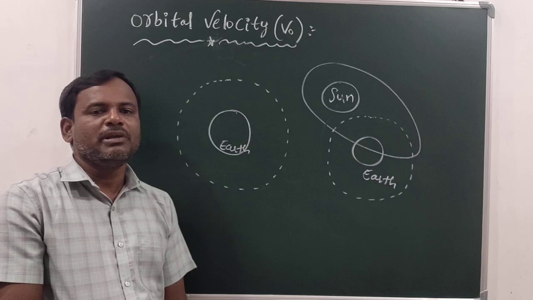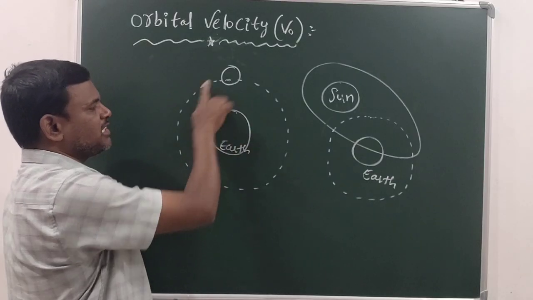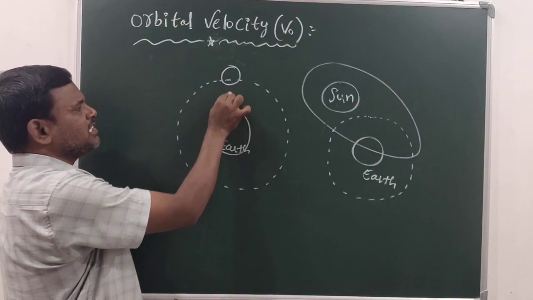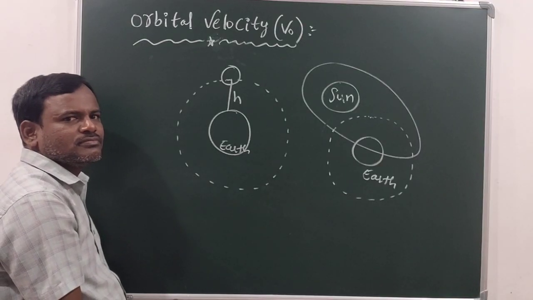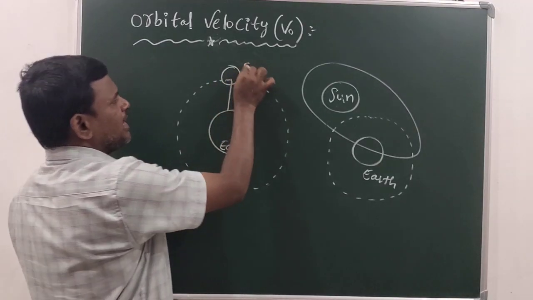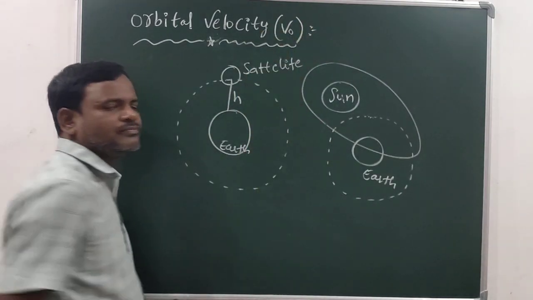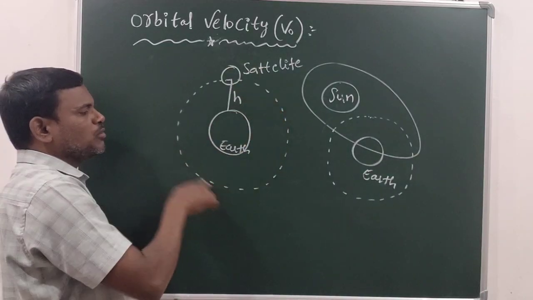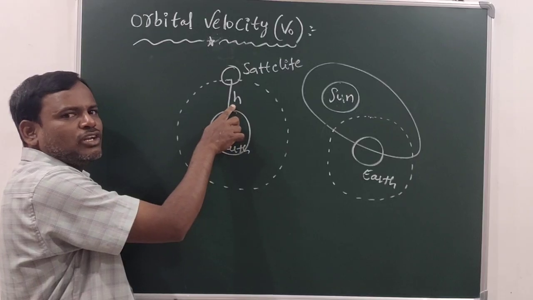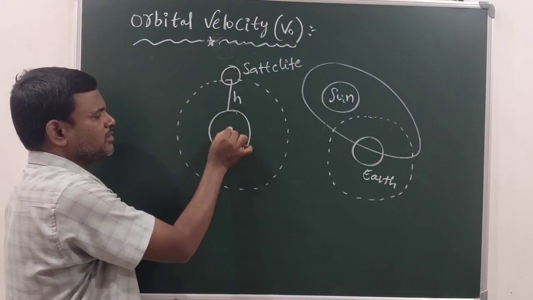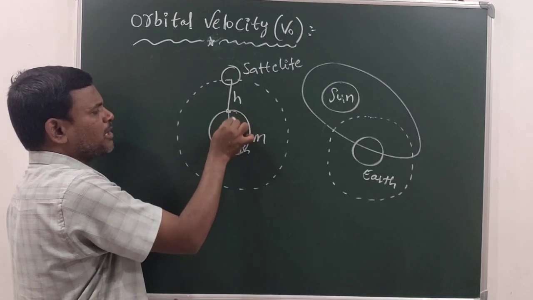Now let us find orbital velocity of satellite revolving around this Earth in the circular orbit, which is at a distance h kilometers away from the Earth. So this is satellite, which is revolving around the Earth in this circular orbit, which is at a distance h kilometers or h unit away from the Earth. Mass of the Earth be M, and let us take radius of the Earth to be capital R.